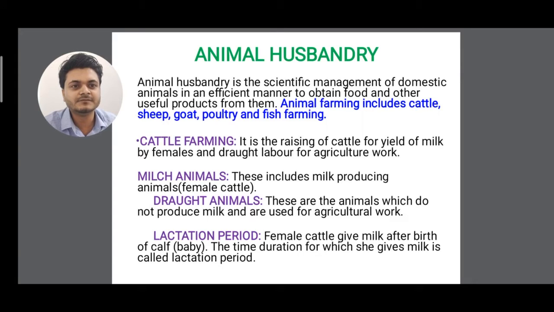Milch animals include milk producing animals; these are female cattle. Draught animals are the animals which do not produce milk and are used for agriculture work. Another term is lactation period: female cattle give milk after the birth of the calf, that's the baby. The time duration for which she gives milk is called the lactation period.